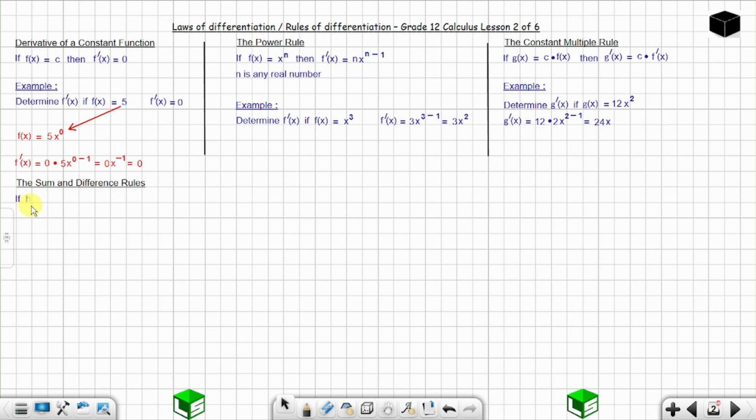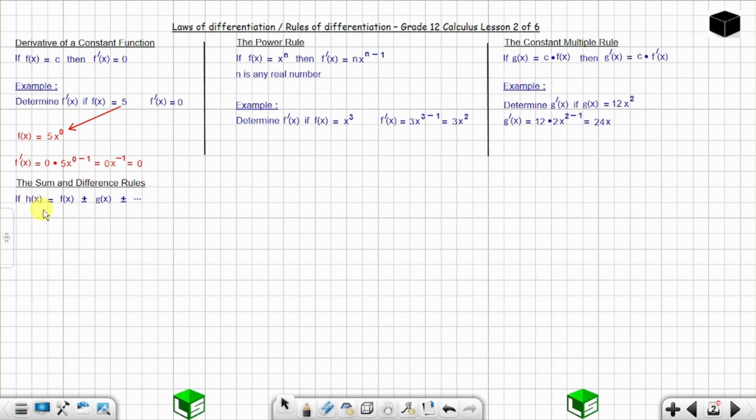If h of x is equal to f of x plus or minus g of x plus or minus, and so on. Okay, you have many functions, right? One function plus another function and so on, or you can have one function minus another function and so on. So how can you differentiate? How can you take the derivative?